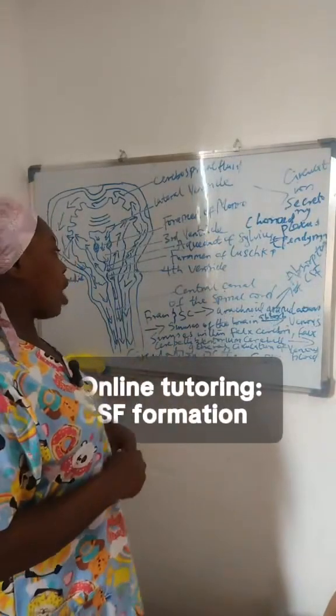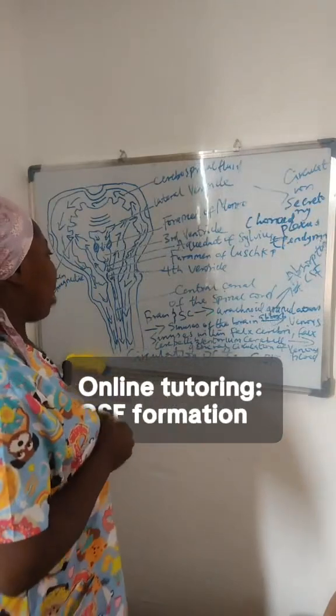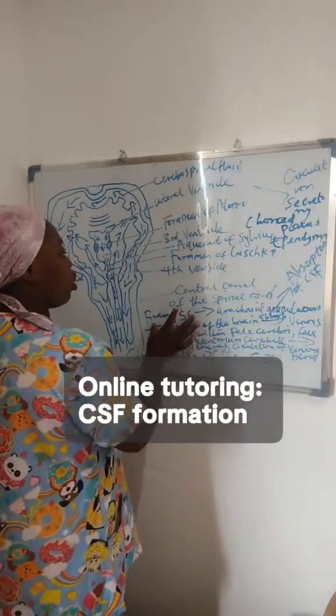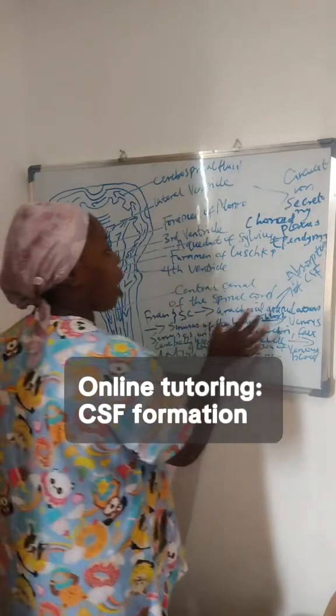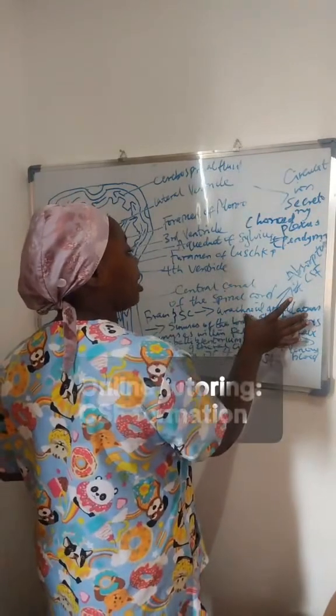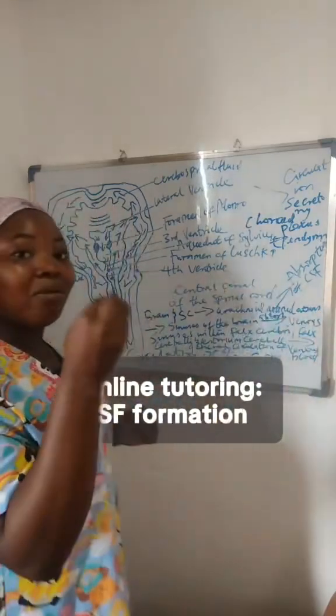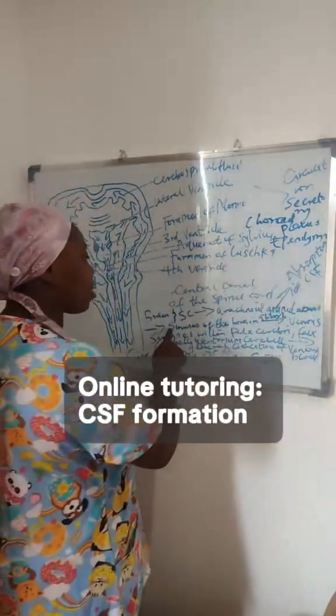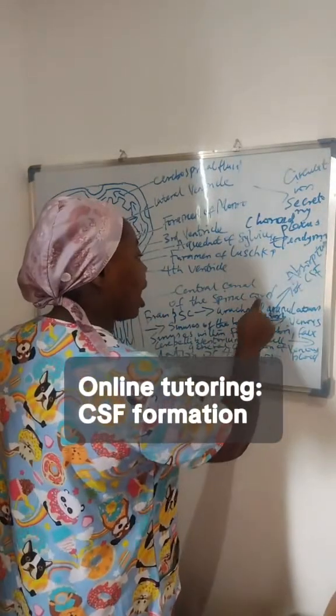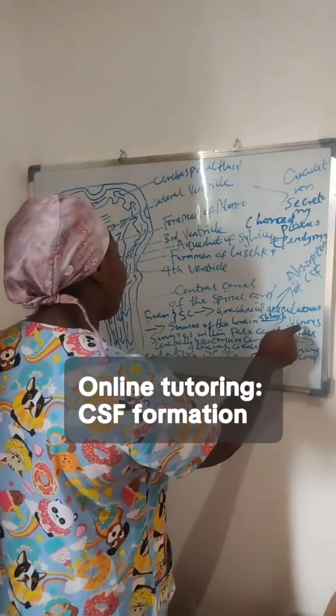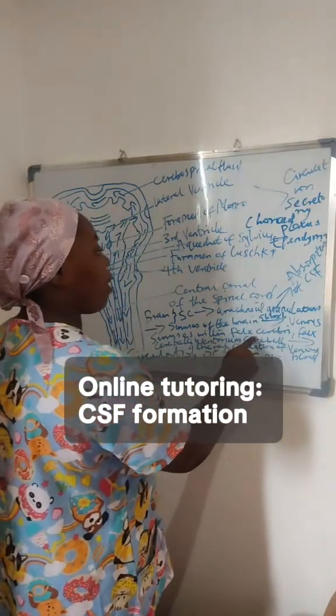Why the absorption now? Once it nourishes the brain and the spinal cord, it will pass through and enter the arachnoid granulations, which are very rich in capillaries. So it will pass through the sinuses of the brain, and be absorbed into the venous sinuses within the falx cerebri.